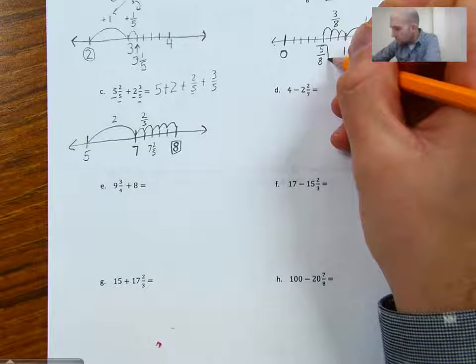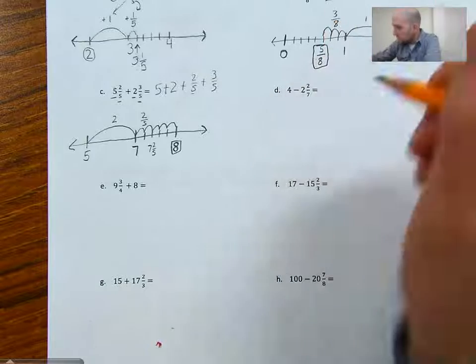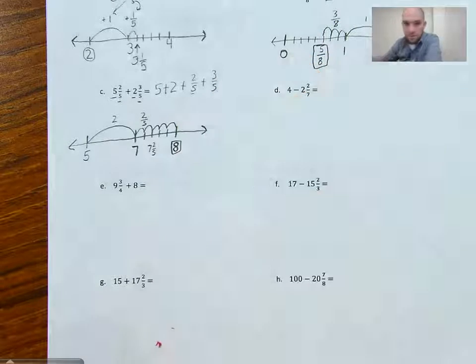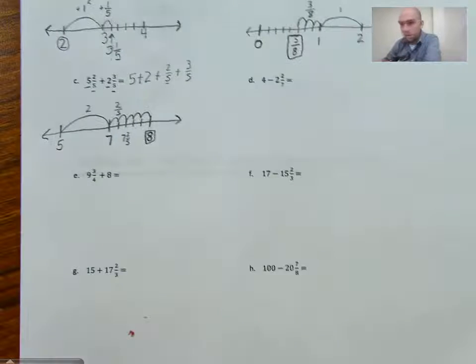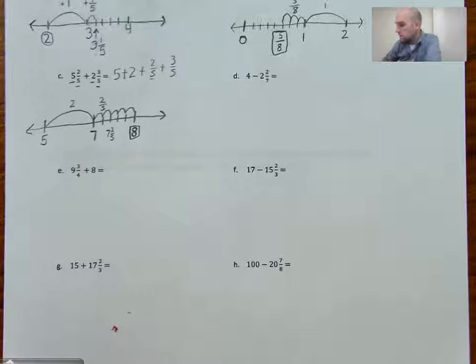I forgot up here I have to box in my answer. 5/8 is my answer here. 8 is my answer down here. All right, let's move on to letter D.